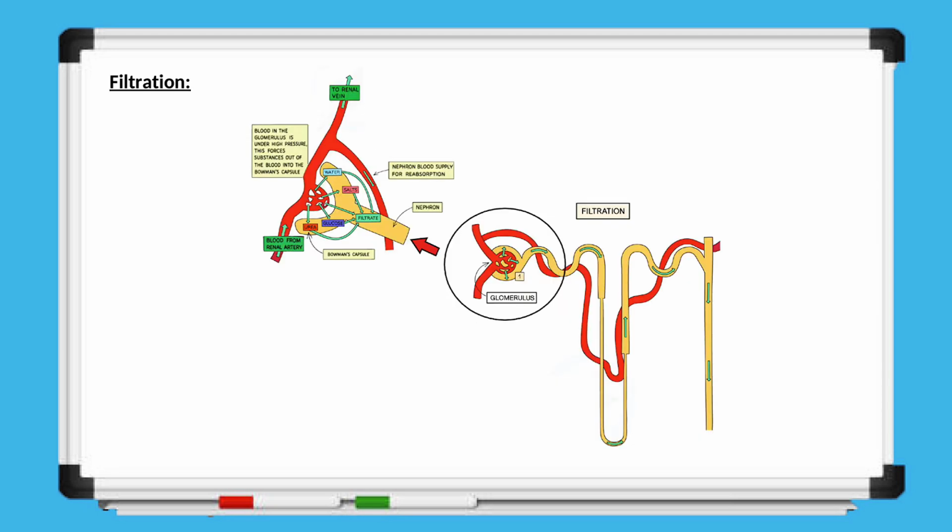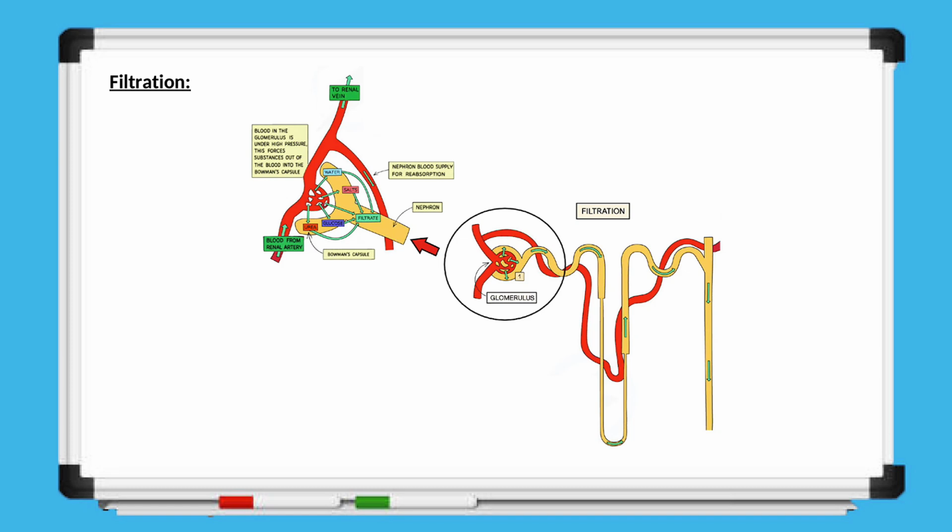So, let's take a look at this diagram, which shows filtration in the nephron. Filtration is the process by which blood is filtered in the kidney. In the diagram, you can see blood entering the glomerulus, a network of capillaries, under high pressure from the renal artery. This pressure forces small substances, such as water, salts, and urea, out of the blood and into the Bowman's capsule. The fluid collected in Bowman's capsule, called the filtrate, then moves into the nephron tubules for the next steps in urine formation, reabsorption and secretion.